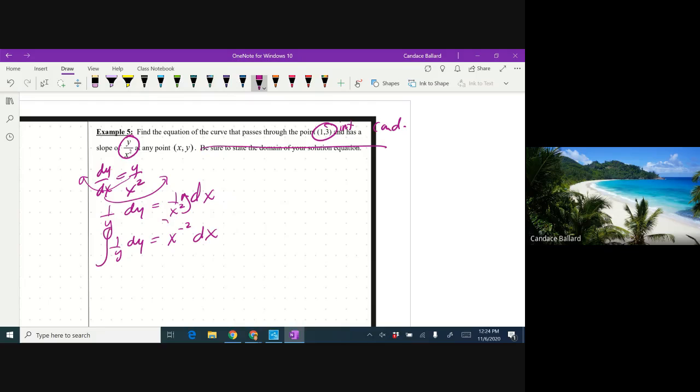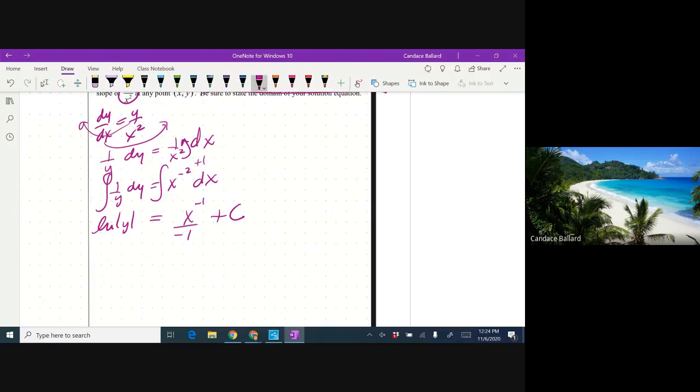All right. We're going to integrate. So we get natural log absolute value of y equals, I have to add 1, so you get x to the -1 divided by -1 plus c. All right, I'm going to go ahead and drop the absolute values off of there. It's just going to be natural log of y equals. I'm going to bring this back downstairs, so -1 over x plus c. Okay, what do I do now?